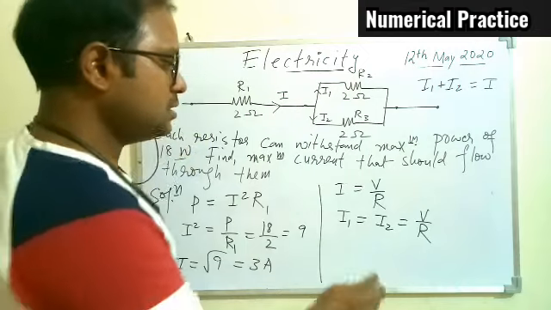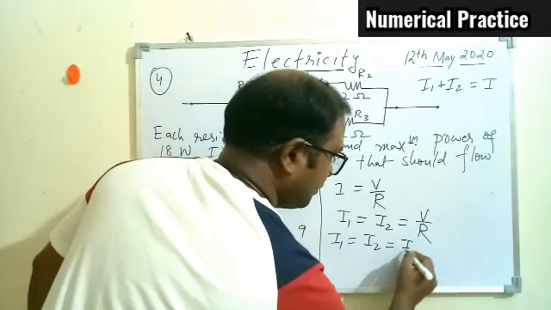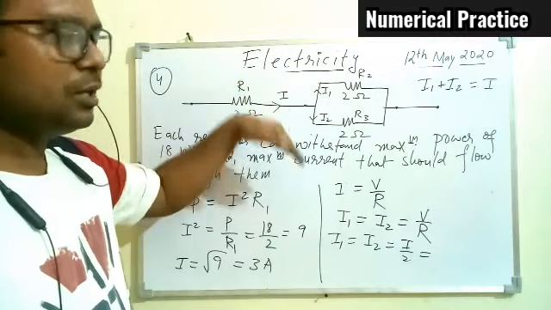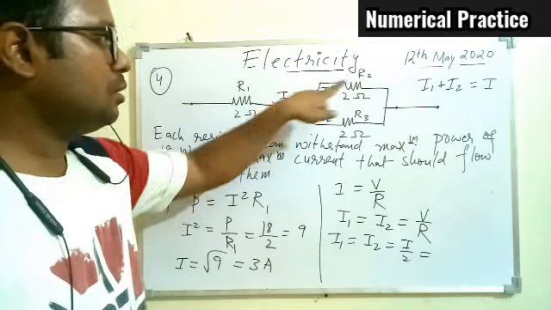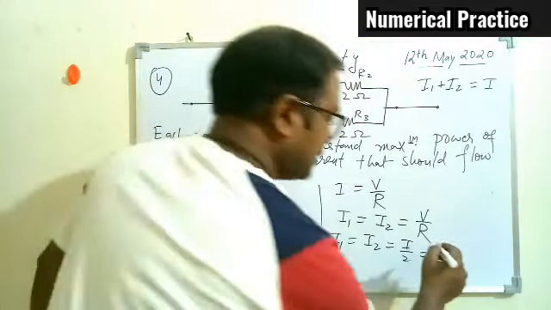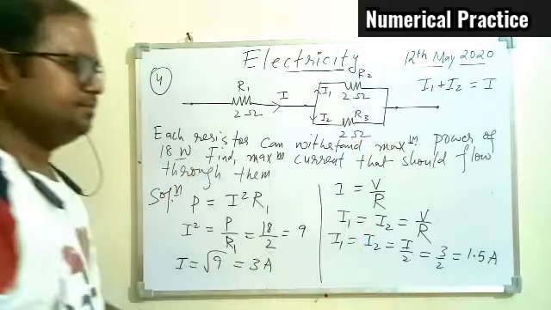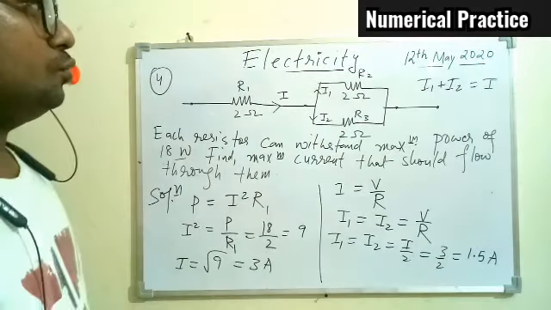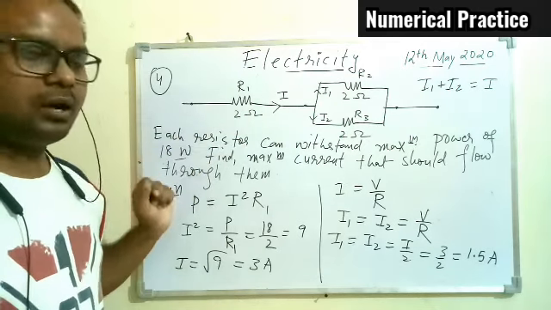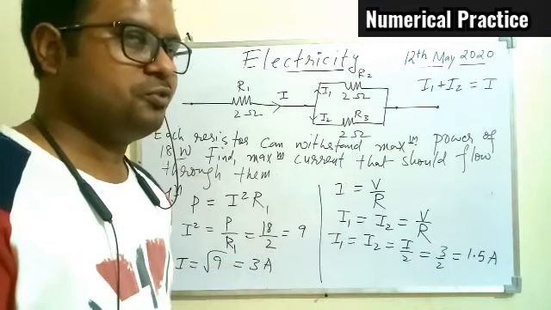So I1 and I2 will each be half of the main current, because this I will get distributed equally, that is I by 2. The current will get divided half and half. The main current is 3 ampere, so the current I1 and I2 will be I by 2, that is 3 by 2, which is 1.5 ampere. So the maximum current that can flow through R1 is 3 ampere, and through R2 and R3 it should be 1.5 and 1.5.